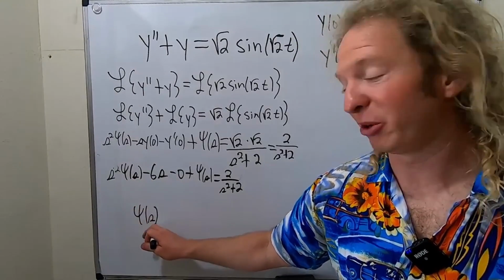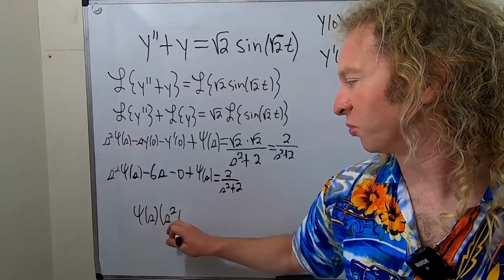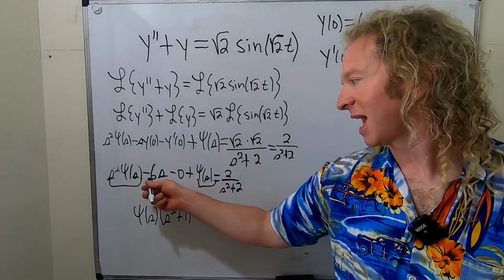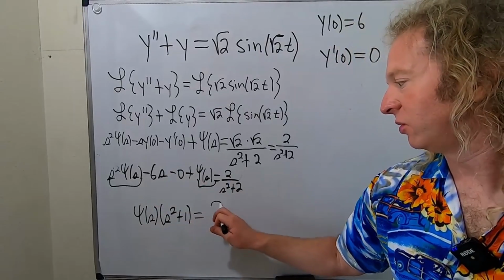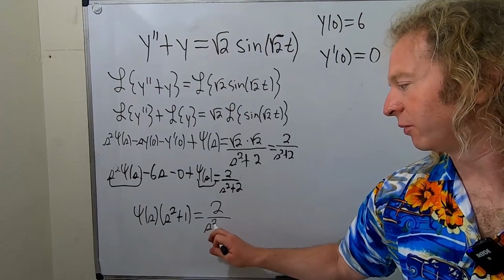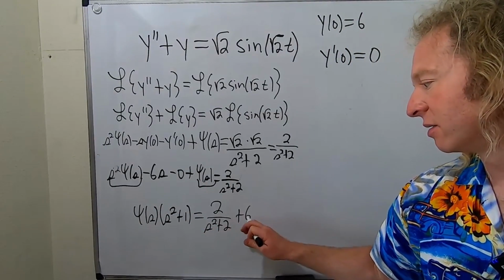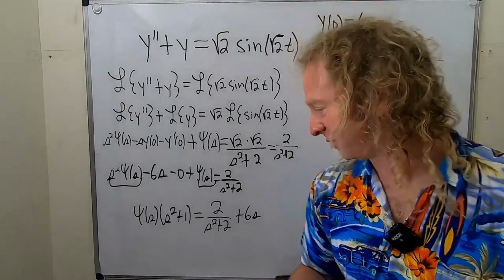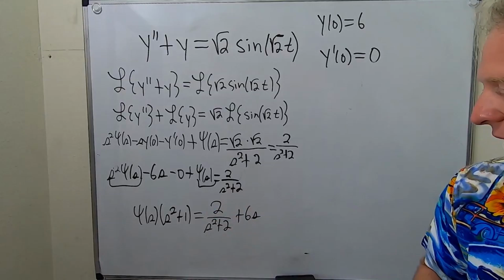This looks like it's going to get a little bit harder. This is s squared plus 1, right? That's looking at this one and at this one. And let's add this bad boy to the other side. This is 2 over s squared plus 2 plus 6s. So we're here. Okay, so I have a decision to make. Do I add these up or do I do them separately?